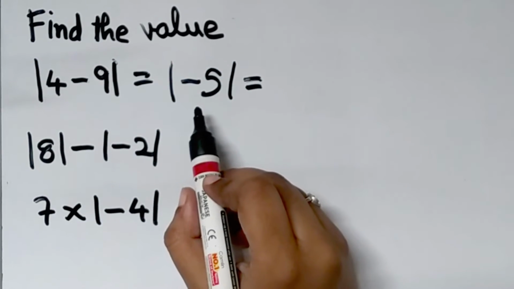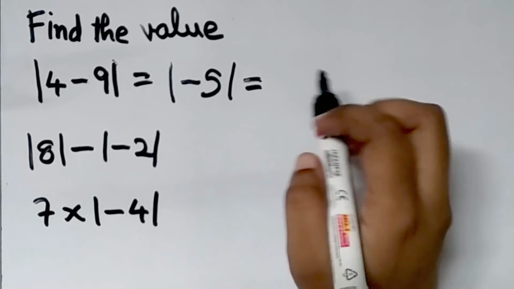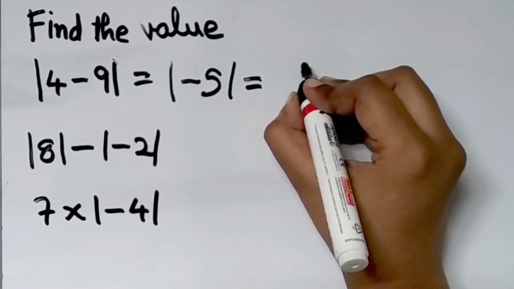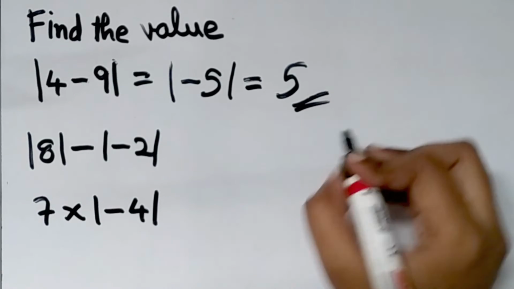Here minus 5 is negative, so the absolute value will be positive, right? So the absolute value of minus 5 is 5. So this is the answer.